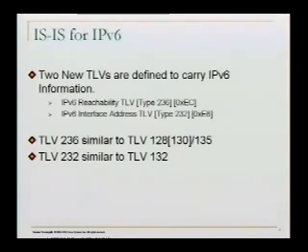The two new TLVs are the IPv6 reachability TLV, which is TLV-236, and the IPv6 interface address TLV, which is TLV-232. TLV-236 is similar to TLV-128, which has been around for 15 years now, or TLV-135, plus or minus 5 or 6 years, which is the traffic engineering extensions TLV. And TLV-232 is similar to TLV-132, which is kind of the router IDs.